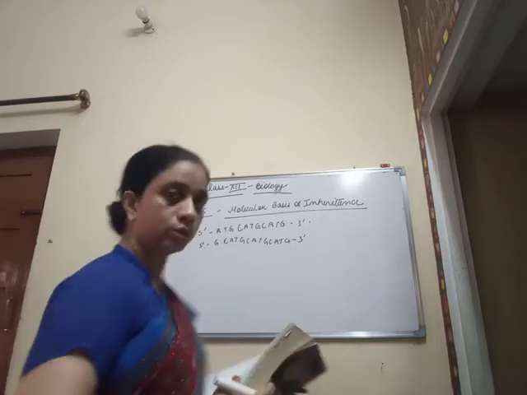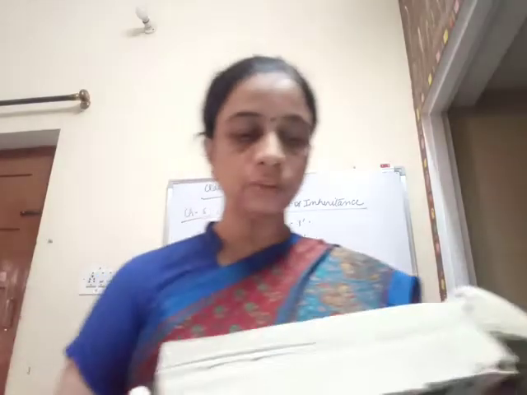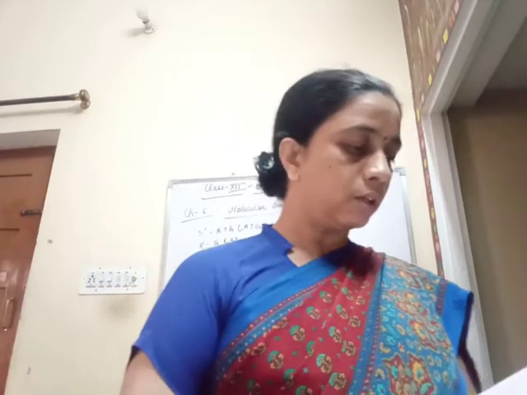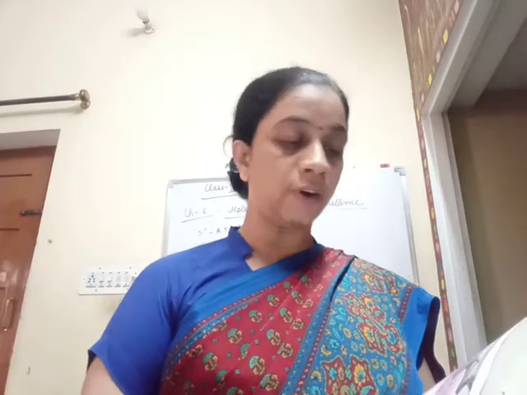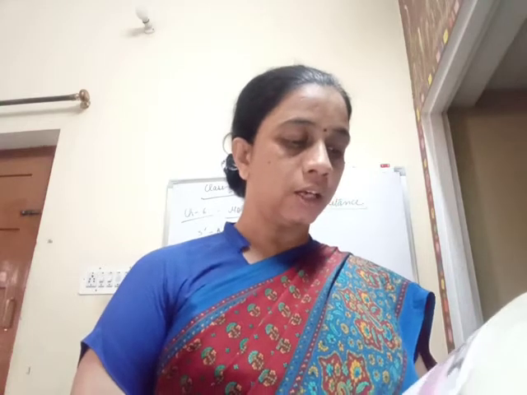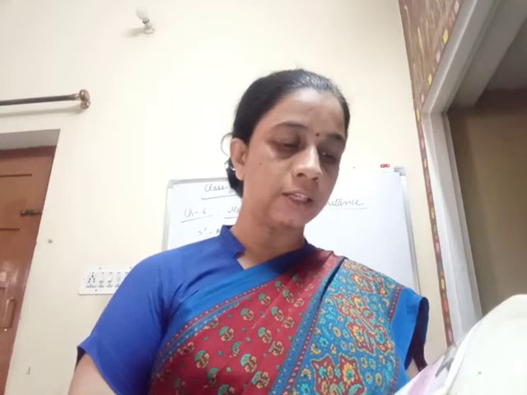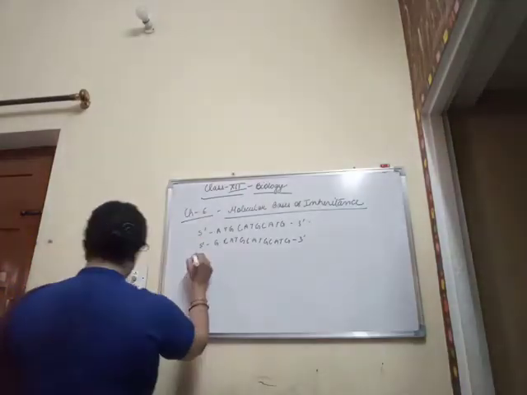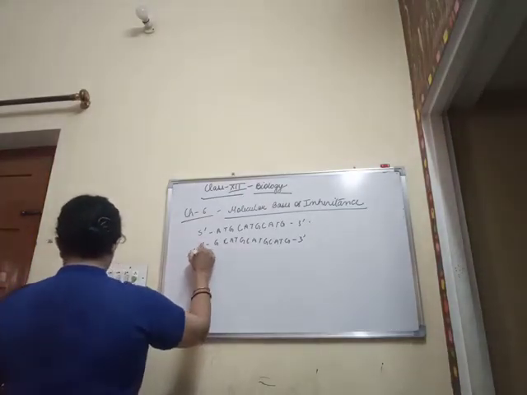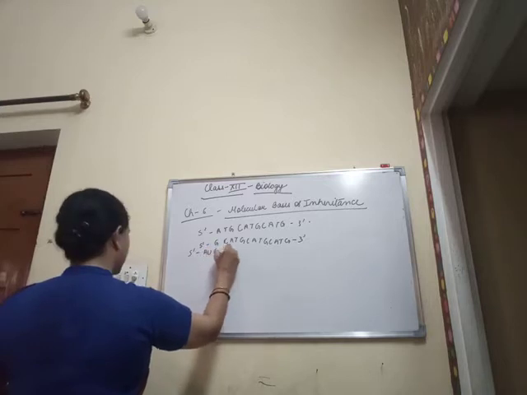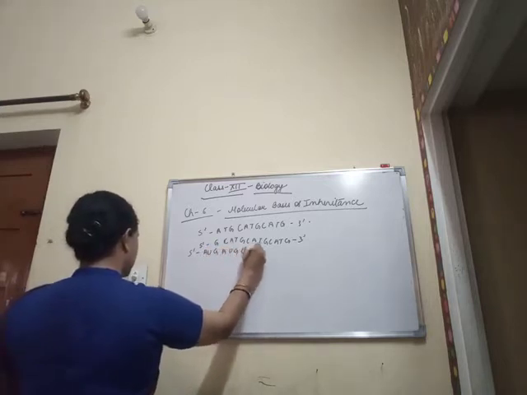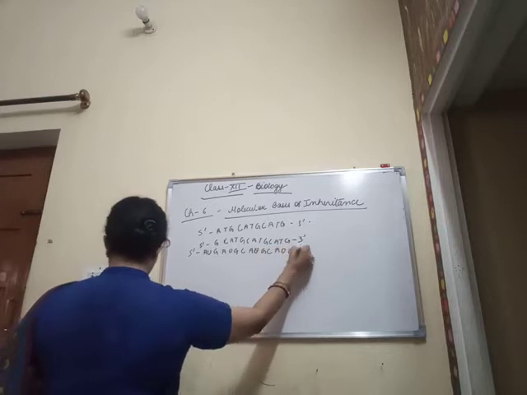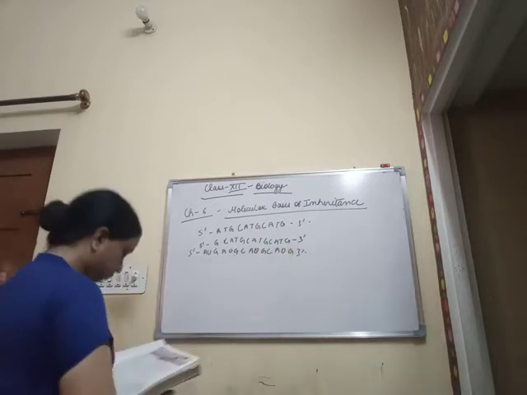Now, question number 4. If the sequence of the coding strand in the transcription unit is written as 5'-ATGC ATGC ATGC ATGC up till 3'-N, then write down the sequence of the mRNA molecule. So the answer over here is 5'-AUGC AUGC AUGC AUGC up till 3'-N.